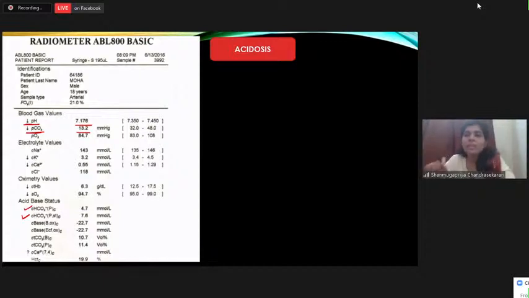Yeah. So for interpreting an ABG chart, do not look at the ST value. You look at only this value, the plasma value, right? So what is the plasma value? It is 4.7, which is definitely low. So decrease in pH is accompanied by decrease in bicarbonate. So what is your diagnosis? It's metabolic acidosis.